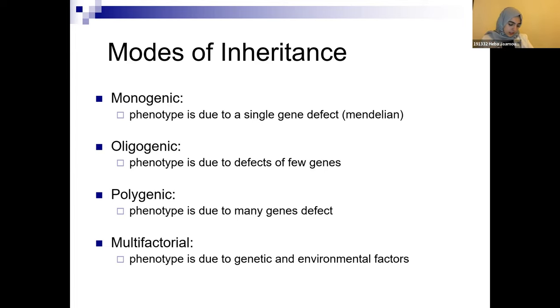Now, why are we discussing this in general? We talk about the modes of inheritance because we are over here only addressing monogenic diseases. When it comes to the others, we don't use a pedigree or any of the patterns or tables that we're gonna discuss for the other modes of inheritance. We're only talking about the monogenic type, okay?